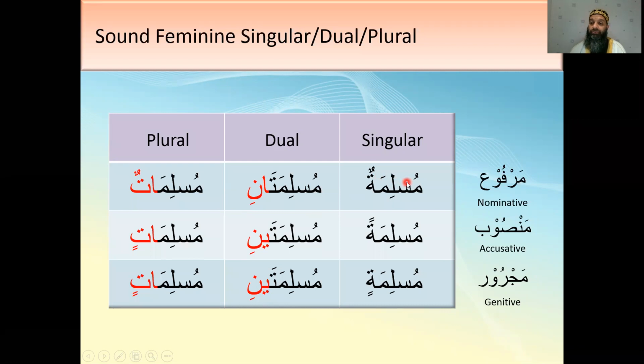Qul ya ayyuhal kafirun, what does it mean? O you who disbelieve. Plural, marfu. It can be women as well as men. Because the masculine word is used, it's not just talking to masculine. It's talking to all of them, but using the masculine terminology because there are women as well. As soon as a male comes in, it becomes a masculine word, but it's talking about men and women.